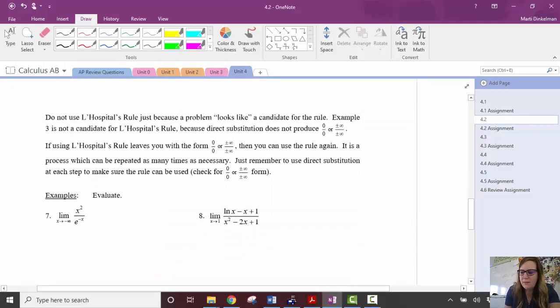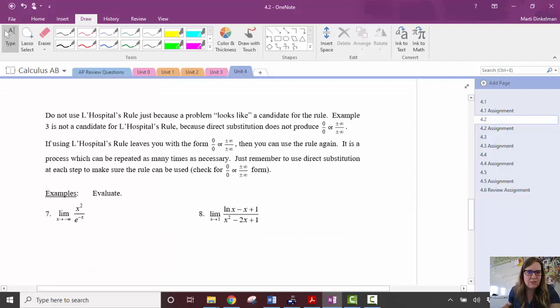Okay, this is kind of at the bottom of your notes and then a little bit at the top. So again, don't use it just because it looks like you can. It has to be one of those 2 options, a 0 over 0 or an infinity over infinity. And then the next statement there is sometimes it might be helpful to do this a couple of times. So what I mean by that is, let's look at 7.